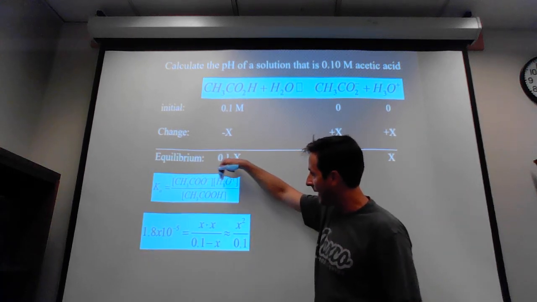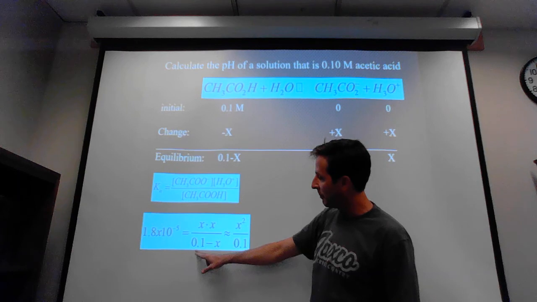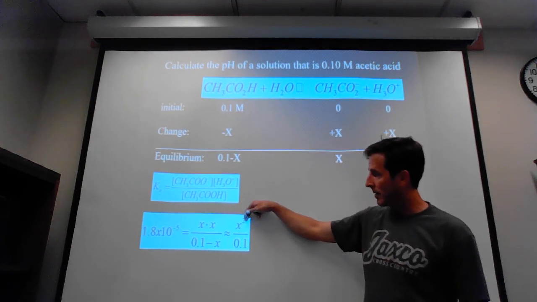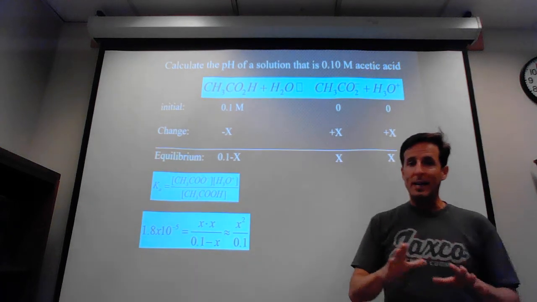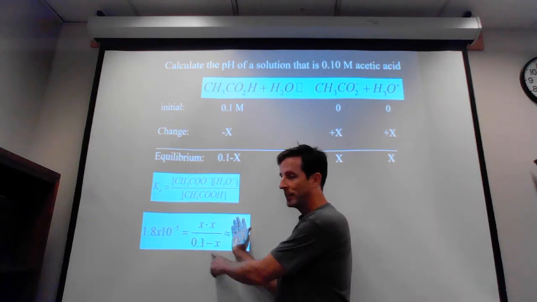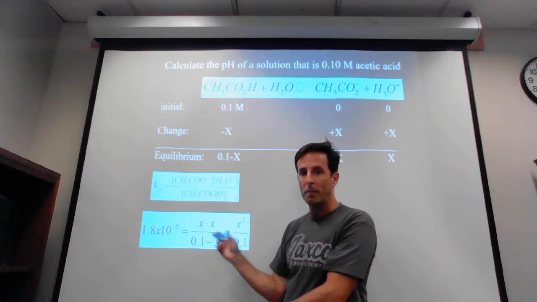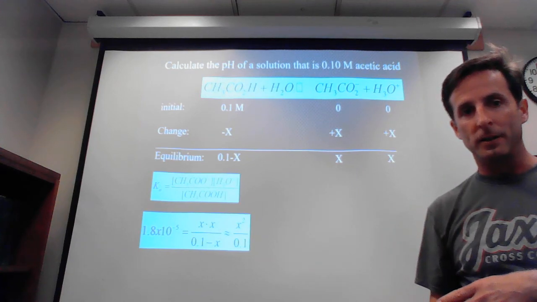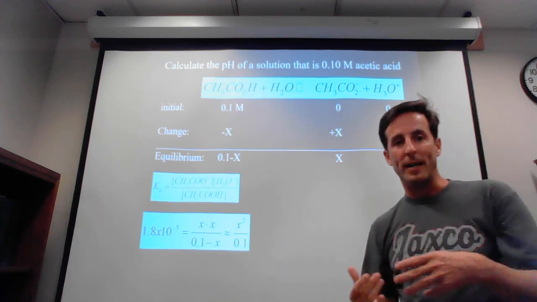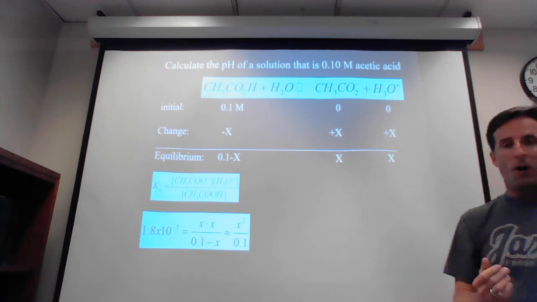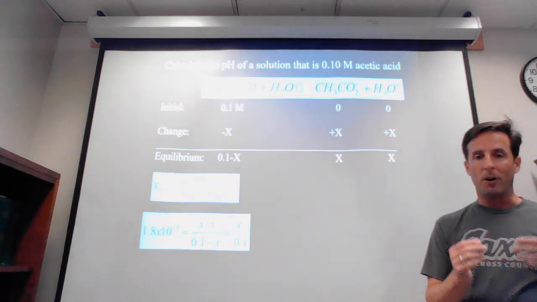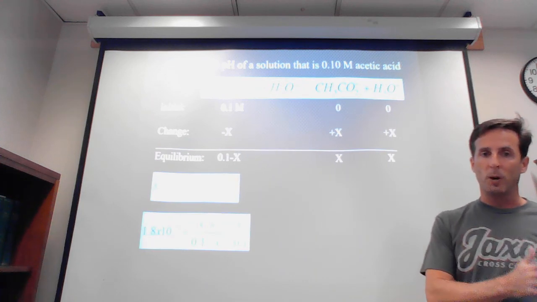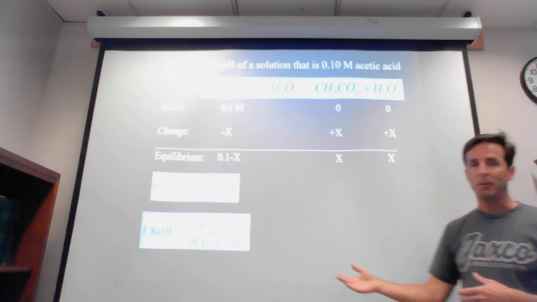On top, I have X times X there. On the bottom, I have 0.1 minus X. Now, the top, X times X, is going to be X squared. The bottom, we've actually simplified. If I solve this equation as it is, X squared over 0.1 minus X, the only way I could solve for X there would be to do a quadratic equation. I don't want to do a quadratic equation unless I have to. There are times that you have to do it, but there are also times where we can avoid it. This is one of those times where we can avoid doing the quadratic by doing a mathematical simplification.